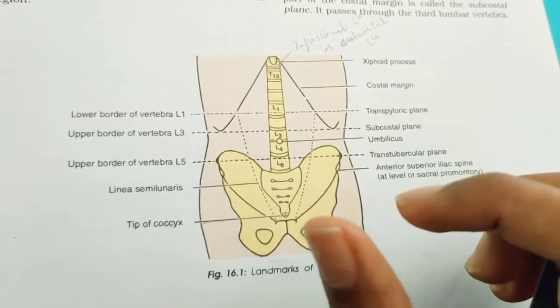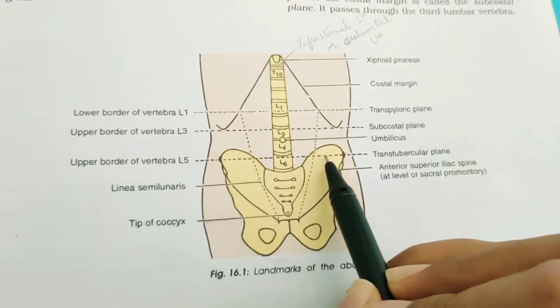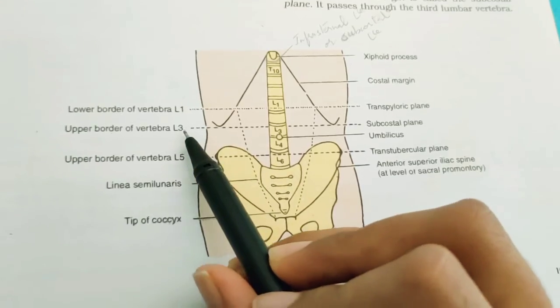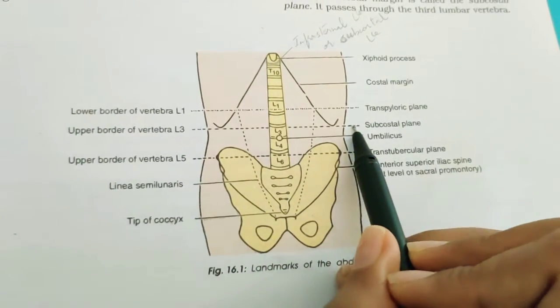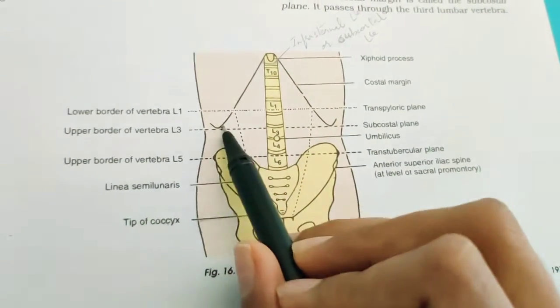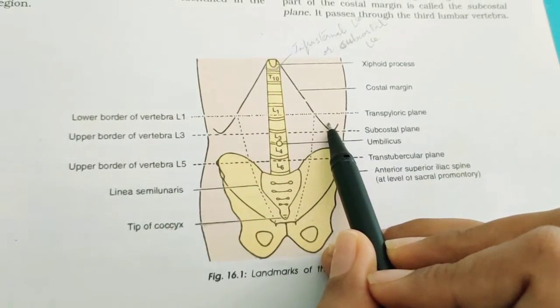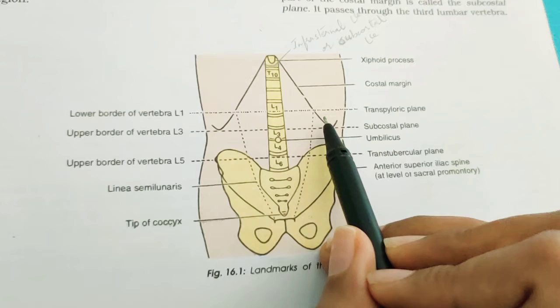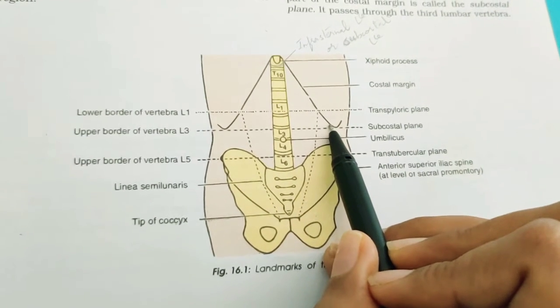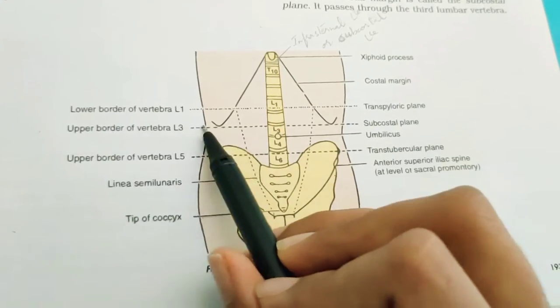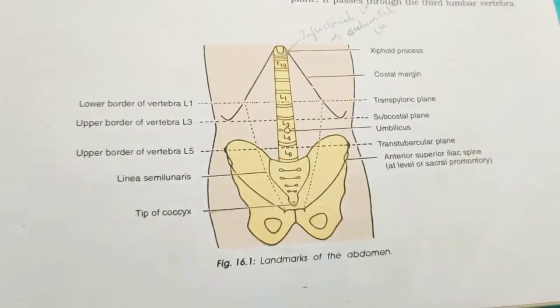And the transverse plane passing through the lowest part of the costal margin is called the subcostal plane. You can see here this is called the subcostal plane, which is just passing transversely below this rib, right? The transverse plane passing through the lowest part of costal margin is the subcostal plane. It passes through the third lumbar vertebra. You can see L3. It is passing through the third lumbar vertebra.